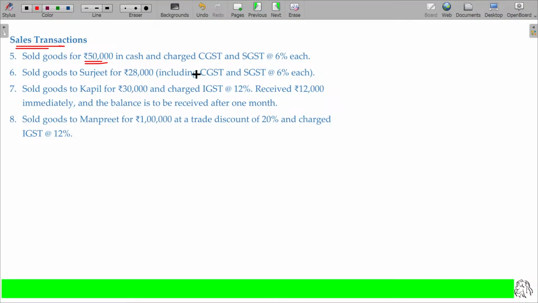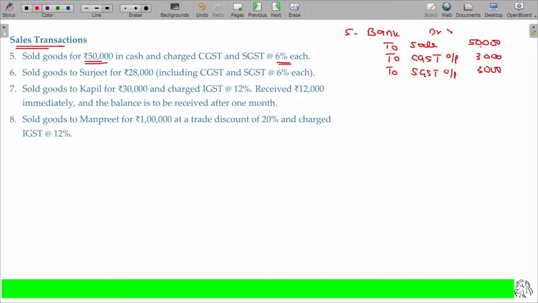Sold goods rupees 50,000 in cash and charge CGST and SGST being 6% each. So, fifth one, bank account debit to sales. The value of sale being 50,000, but the amount I collect from him is not only for my goods, but for the government's share also. The government shares are CGST as well as SGST for the central government as well as state government. CGST output and SGST output, 6% on this being 3,000 each. So the overall amount collected in this case being 56,000. Is that clear?